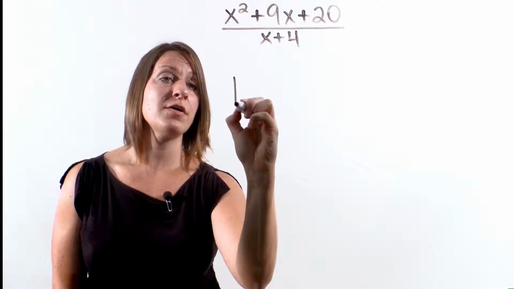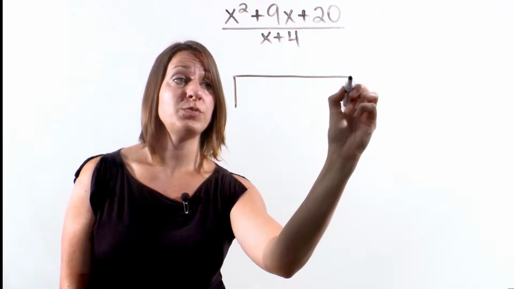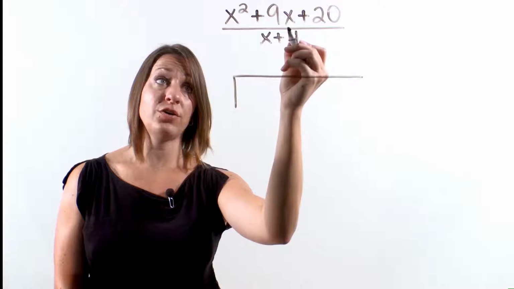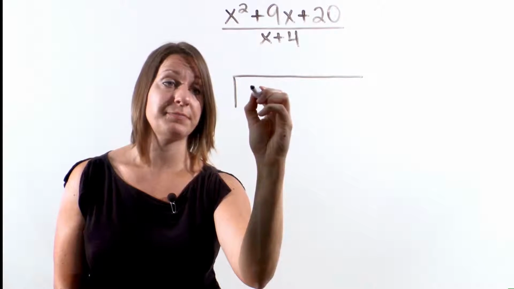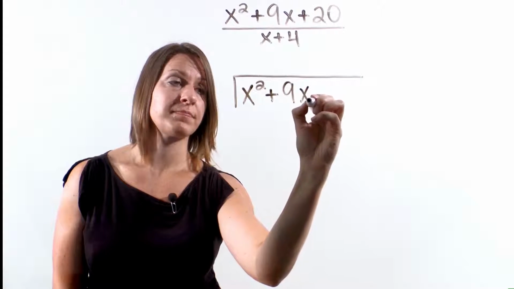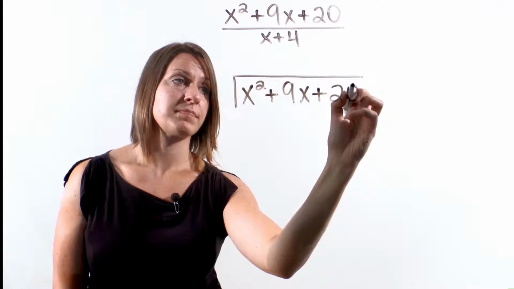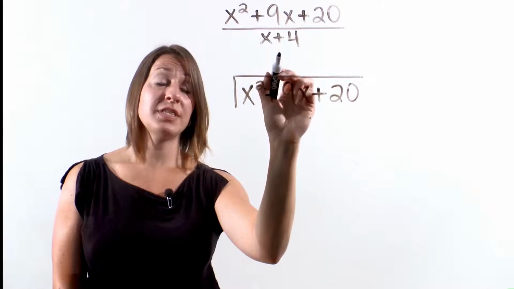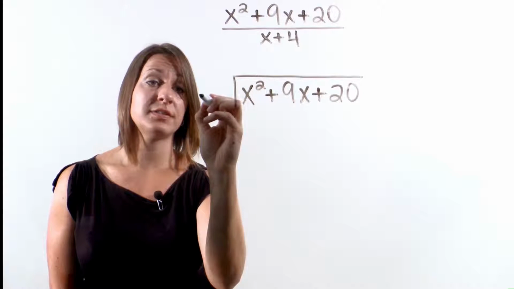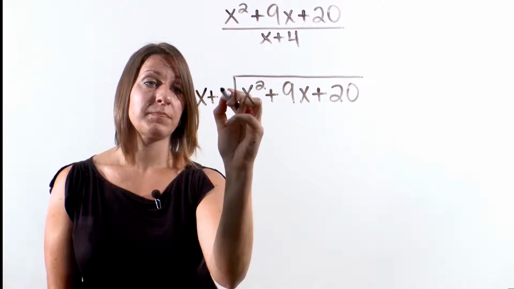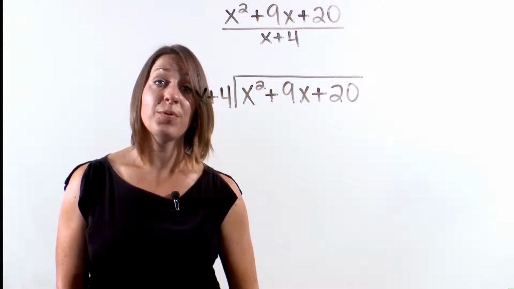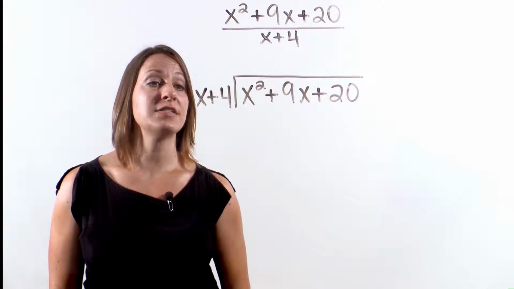Go ahead and draw a much bigger division house. And we're going to put the polynomial in the numerator or on top inside the house. Next, we're going to put the divisor or the number on the bottom on the outside of the house. Now that we have our problem set up, we are ready to divide.